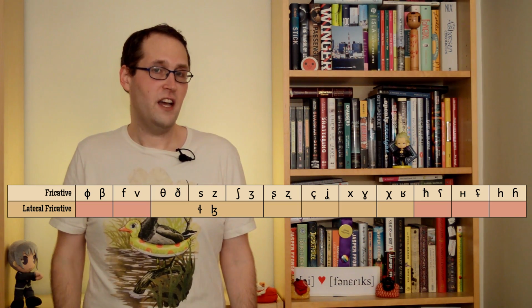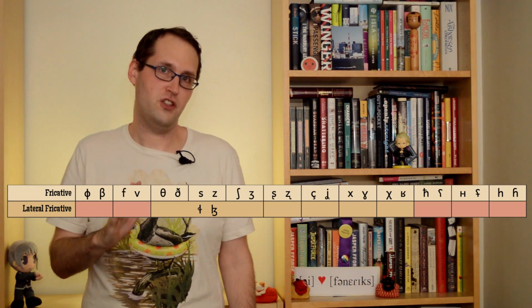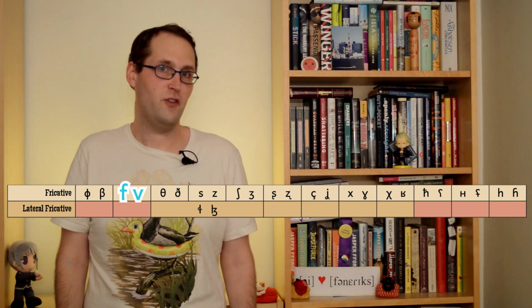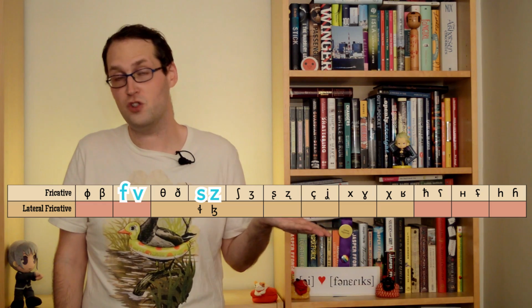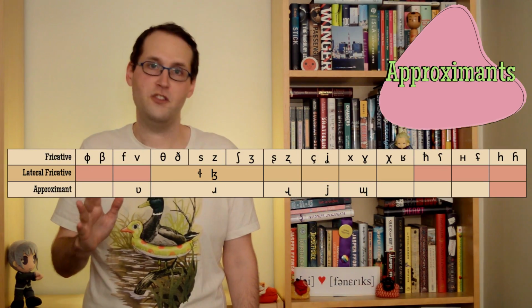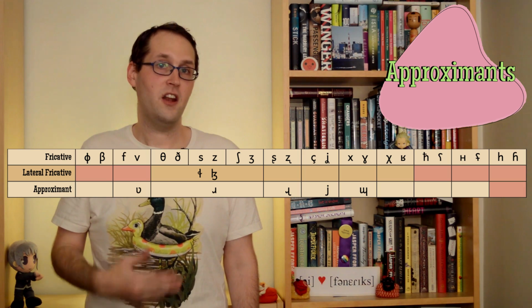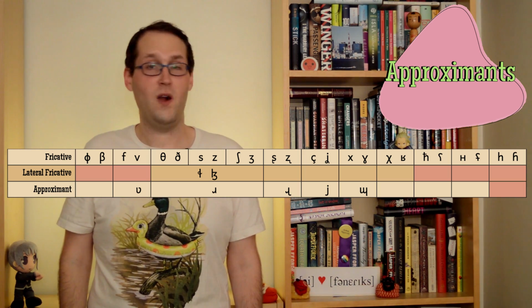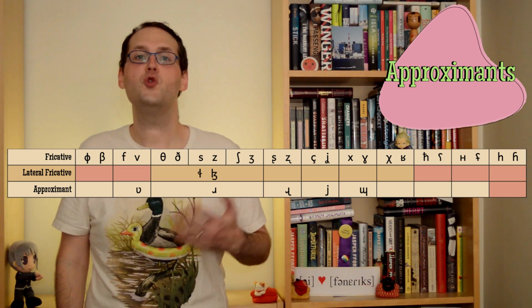Now we can get these guys at pretty much every place of articulation. A few nice examples are f and v, which are labiodental fricatives, or s and z, which are alveolar ones. The most free-flowing kind of consonants are known as approximants. For these sounds, air can make it up pretty easily from the lungs and out of the mouth, but it's not quite as smooth as it is with vowels, where the air is super free.